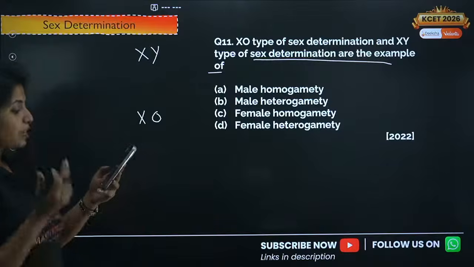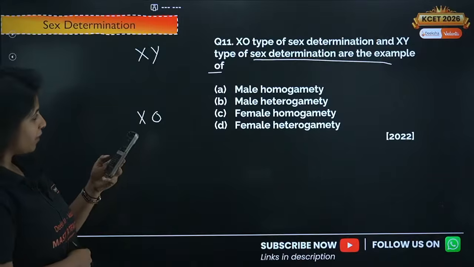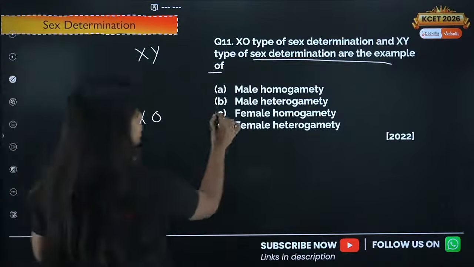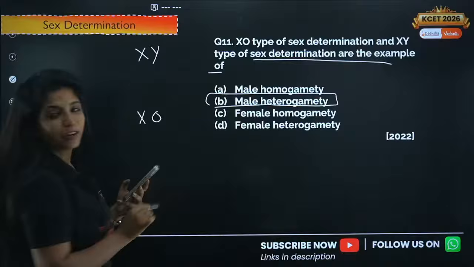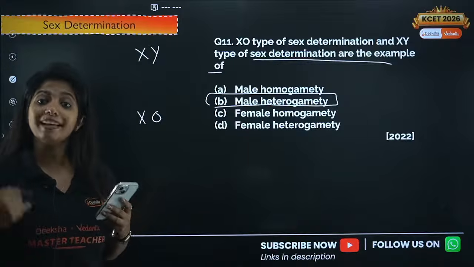So, listen. XO and XY. Mahadeva also says the answer is B. So, male heterogamety. What do you mean by male heterogamety? Males are producing 2 different types of gametes. That is what you mean by male heterogamety.